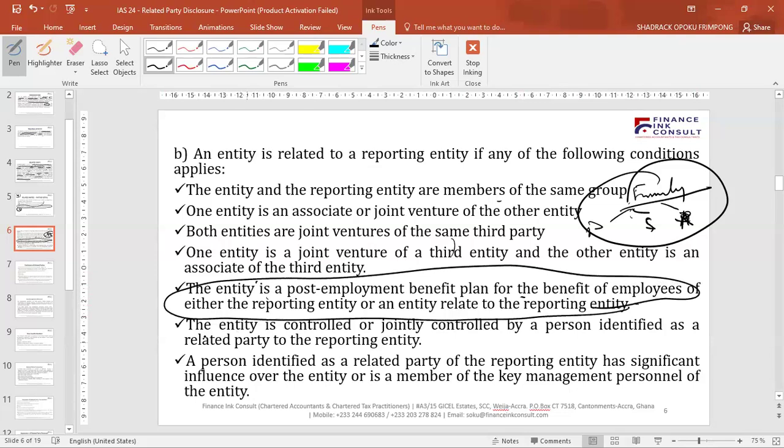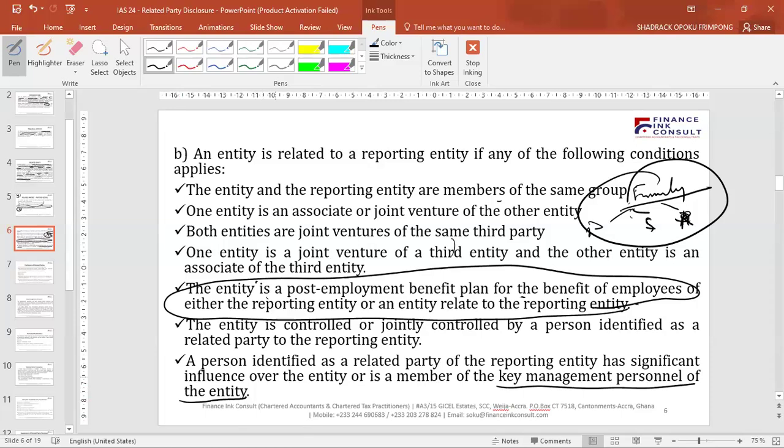This scope reporting. The entity is controlled or jointly controlled by a person identified as a related party to the reporting entity. A person identified as a related party of the reporting entity has significant influence over the entity or is a member of the key management personnel of the entity.